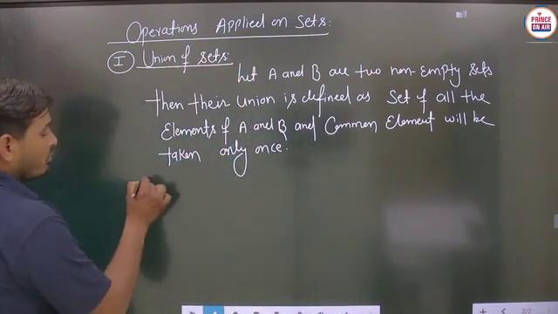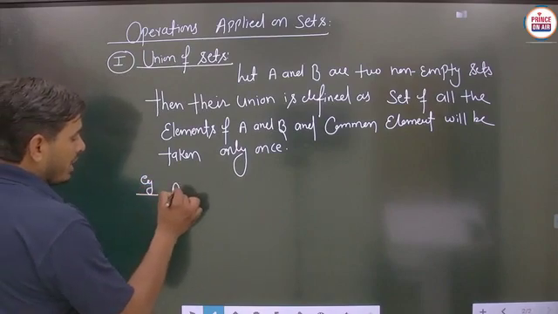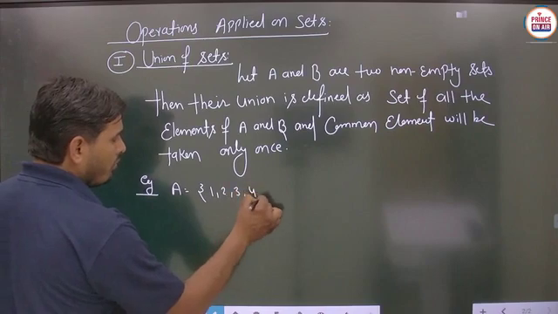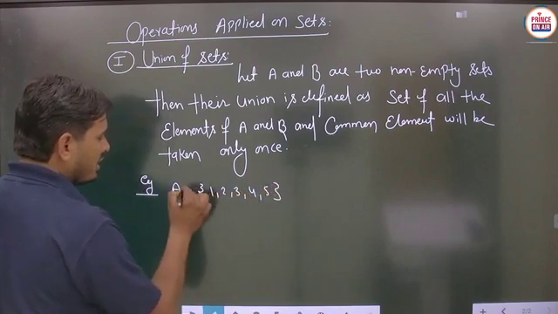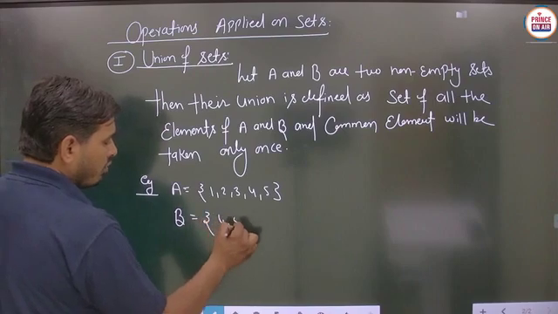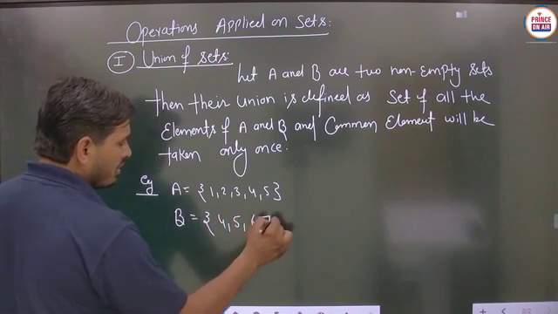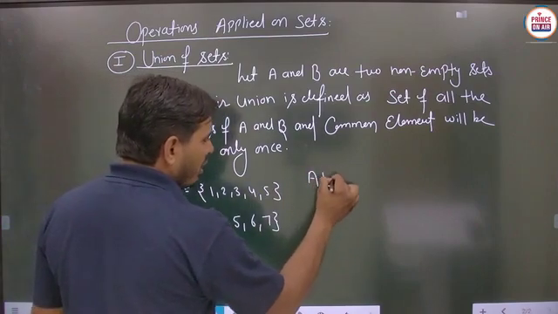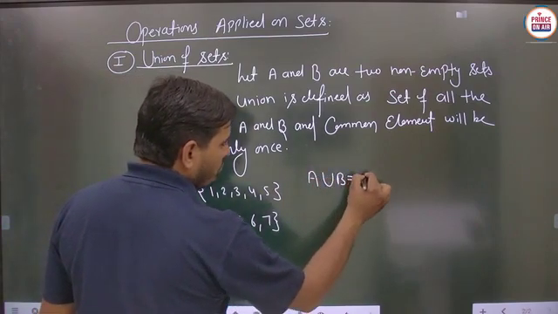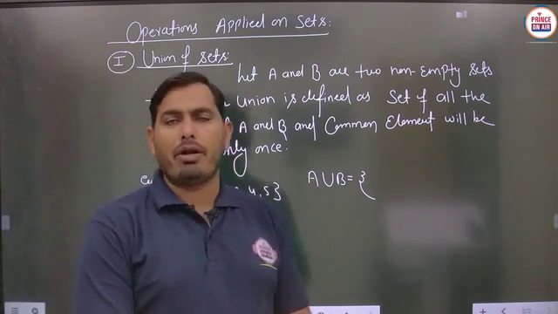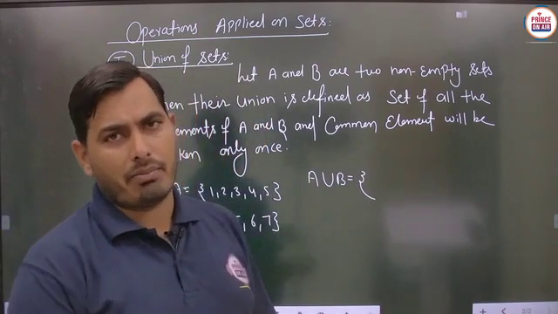Suppose, students, we have to take an example. Suppose any set A is 1, 2, 3, 4, 5. Next we take another set B, that is 4, 5, 6, 7. Is it to be clear? Now, students, we have to calculate A union B. So what is the meaning of A union B? We have to consider each and every element of set A as well as set B. Is it to be clear?